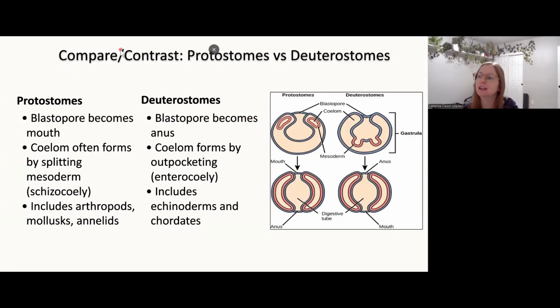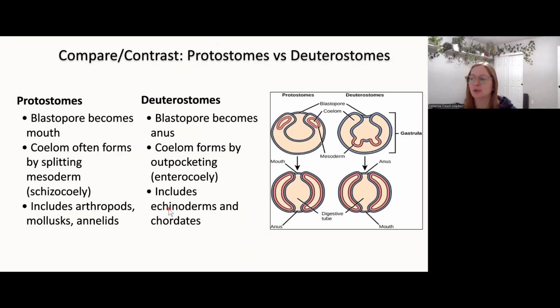In comparison, if your blastopore becomes the anus first, we call you a deuterostome. I remember this because duty, that just helps me think. So deuterostome, duty, the anus becomes first. In this case, the coelom forms by an outpocketing. We call that enterocoely.